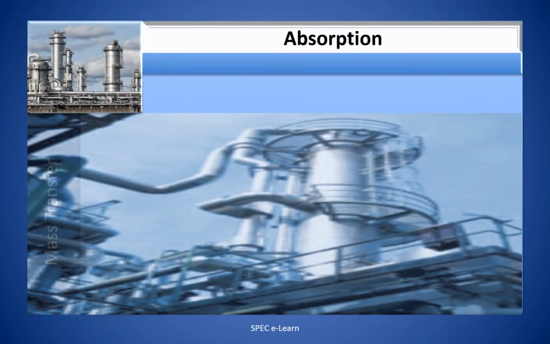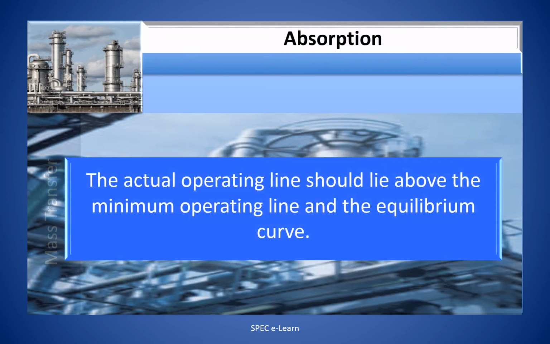The actual operating line should lie above the minimum operating line and the equilibrium curve so that there is enough driving force.